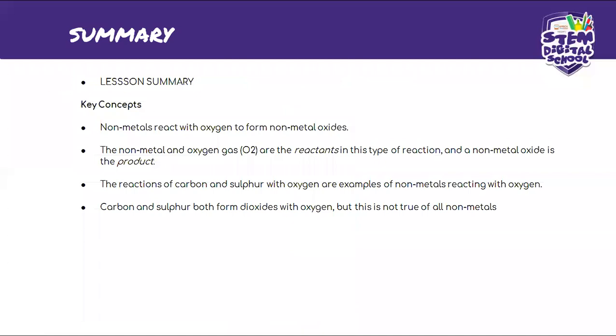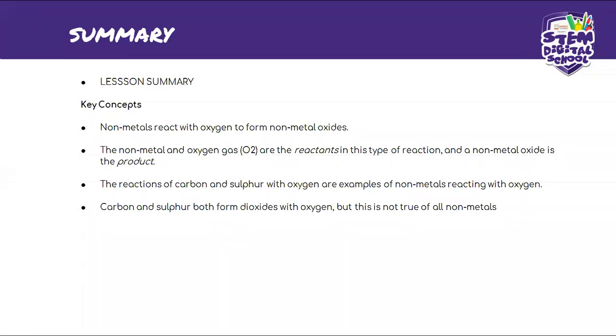Non-metals react with oxygen to form what? Non-metal oxides. So non-metals and oxygen gas are therefore the reactants in the reaction. And then the non-metal oxide will be the what? The product. So the reaction of carbon and sulfur with oxygen are examples of what? Non-metals reacting with oxygen. Carbon and sulfur will form what?